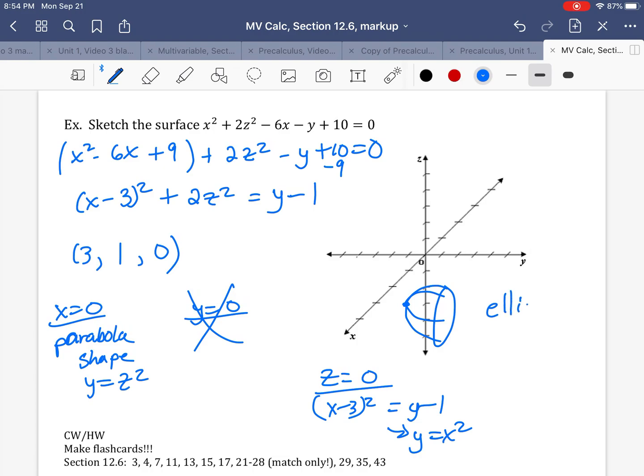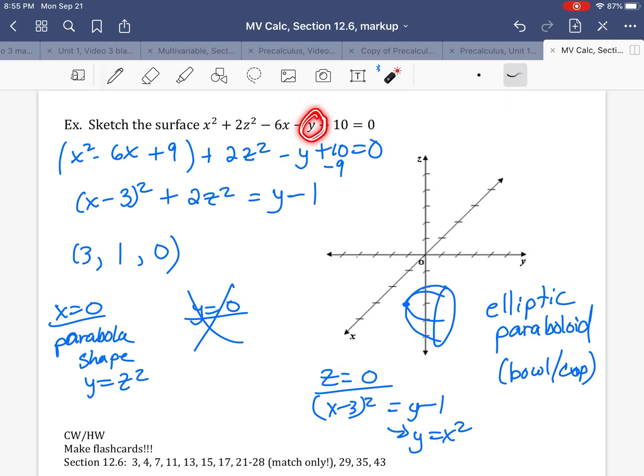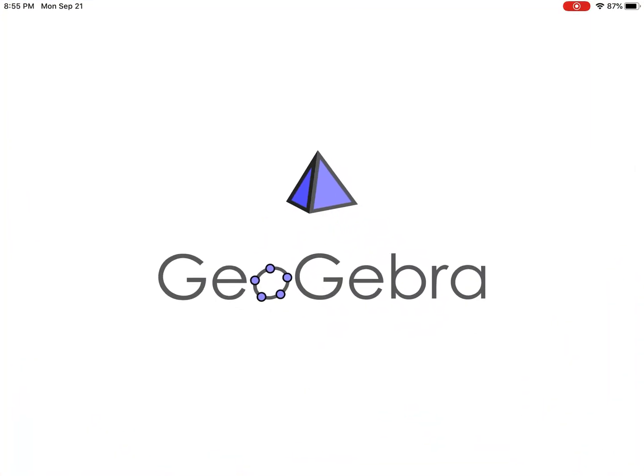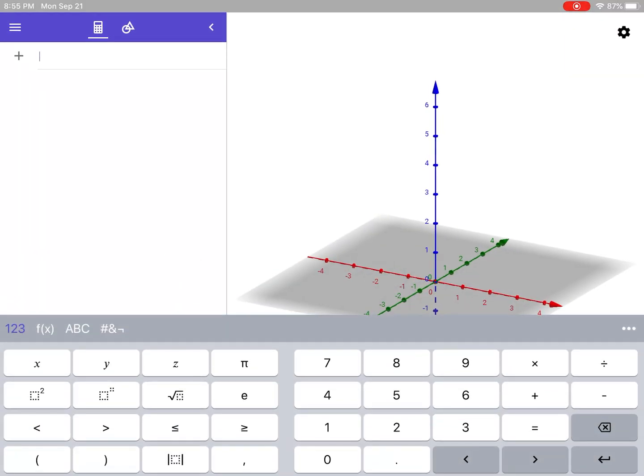Okay, so this is called an elliptic paraboloid. It's like a bowl or a cup. Now notice what happens here. It was facing in the y direction because if you look at it, y was the only one that wasn't squared. I had x and z squared right there. So let's take a look at that picture in our app here.